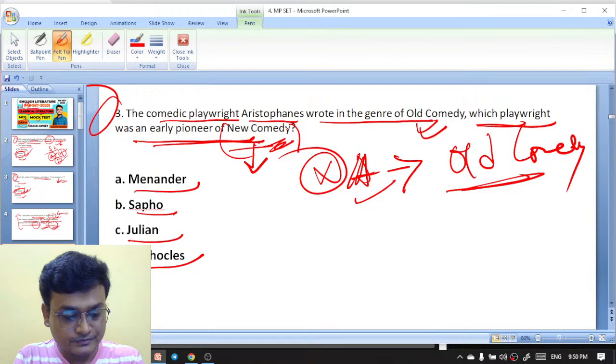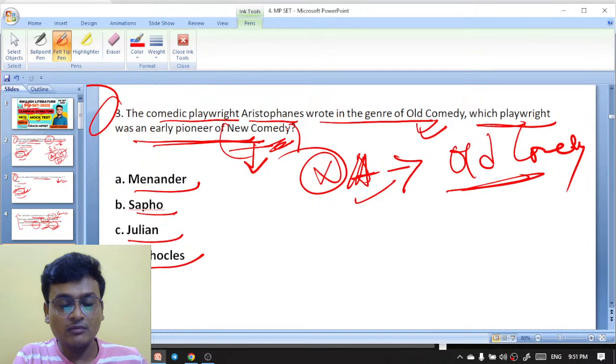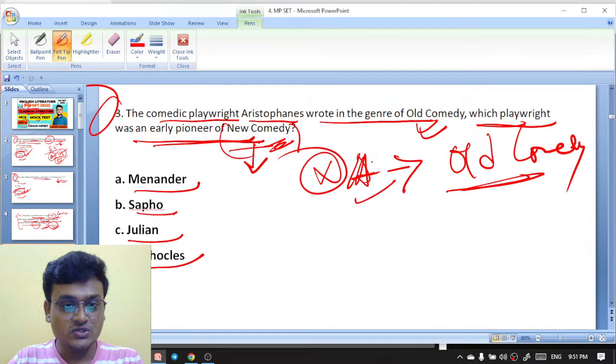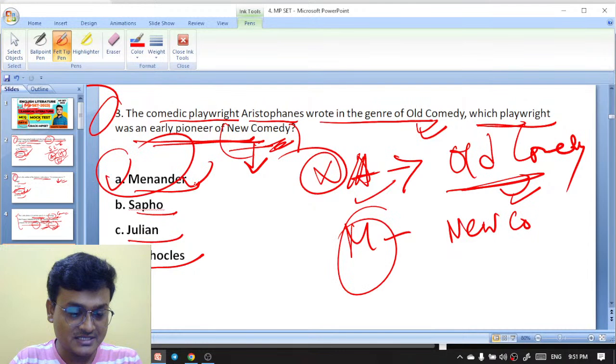What would be the right answer here? The comedic playwright Aristophanes wrote in the genre of old comedy. Which playwright was an early pioneer of the new comedy? Excellent. Fantastic. Swati Rao, fantastic. It is Menander. So Aristophanes is known for old comedy, whereas Menander is known for new comedy. Excellent. So Menander, A, is the right answer. Well done. Now here is your question number 4.